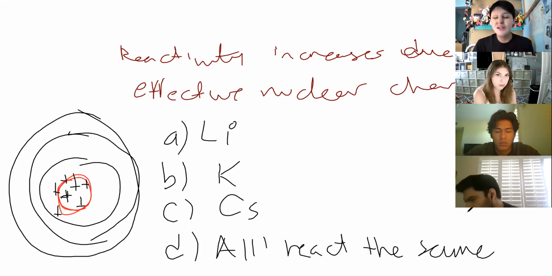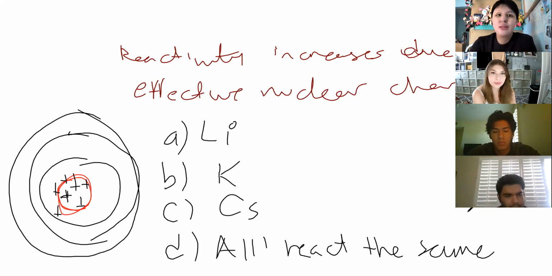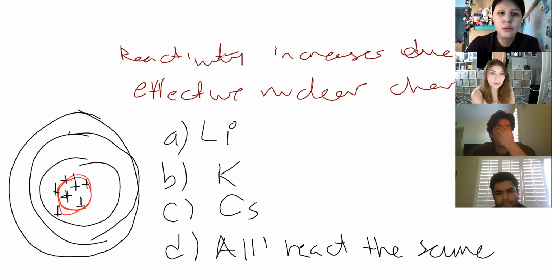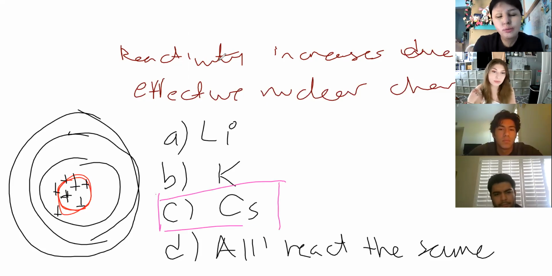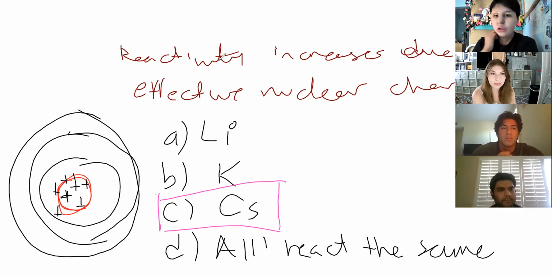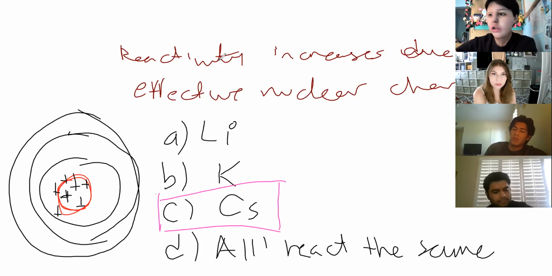Which one of these three is going to have a larger effective nuclear charge? Would it be cesium? It would be cesium. Why? Because it has more protons, and it has a larger effective nuclear charge compared to lithium and potassium. So the answer would be cesium. Well, at least that's the answer that's given here.